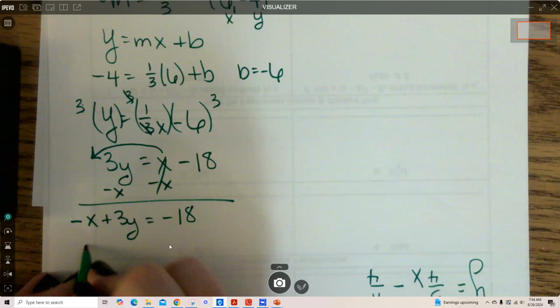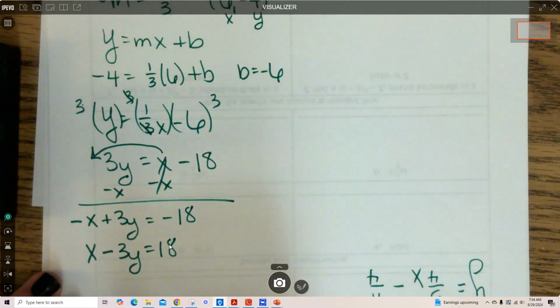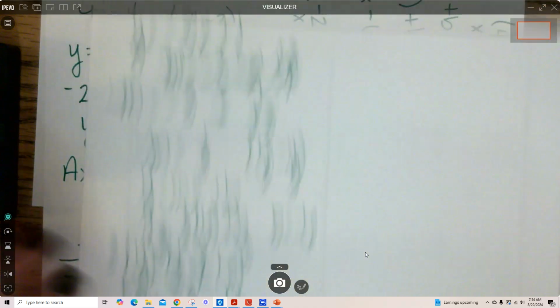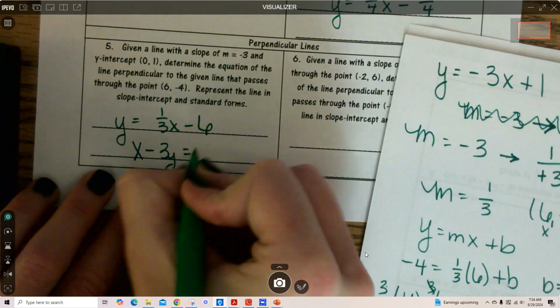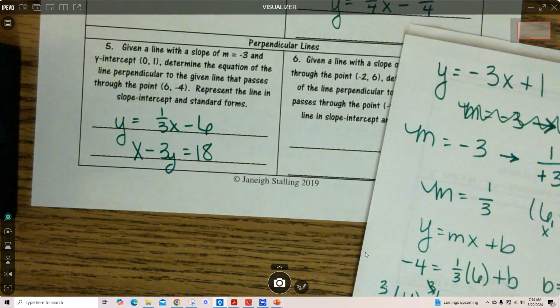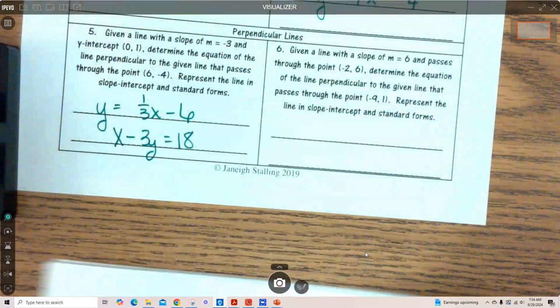If x is negative, everybody's sign changes. Okay, and so that x, let's write that, x minus 3y equals 18. So there's standard form. All right, so number 6 is really similar to number 2.